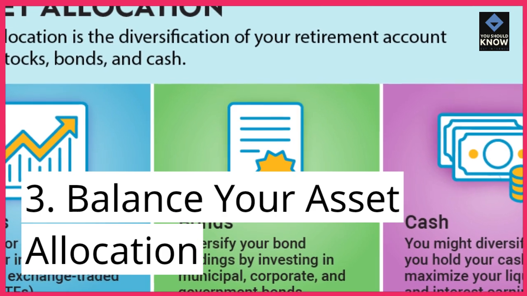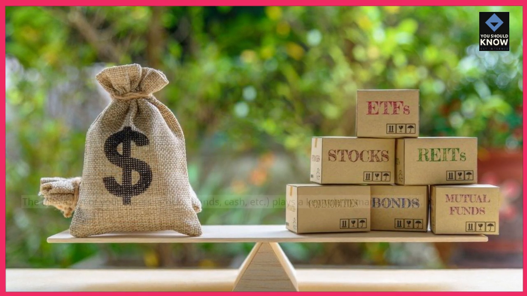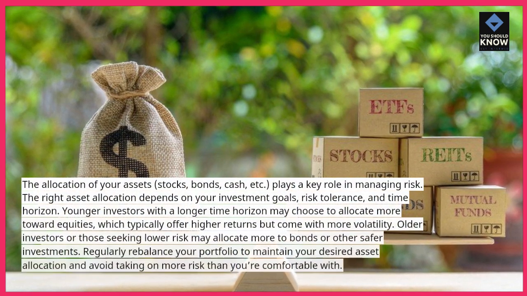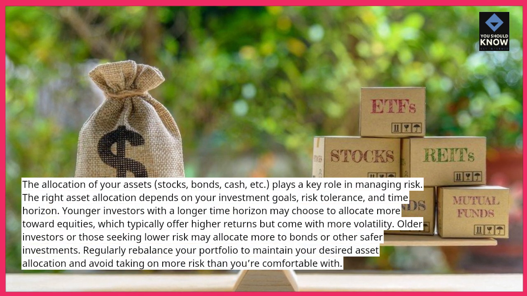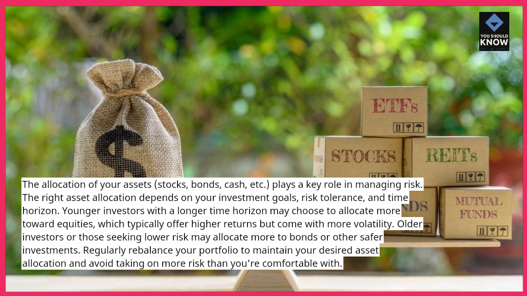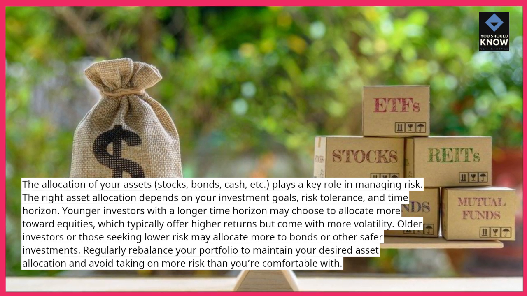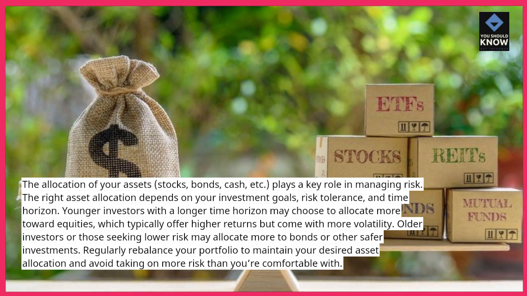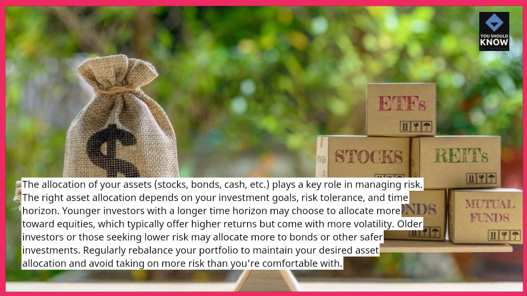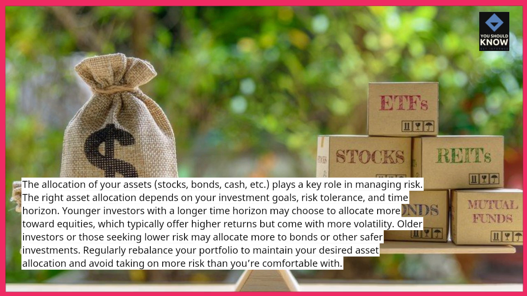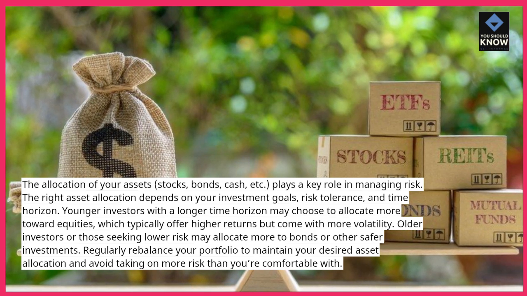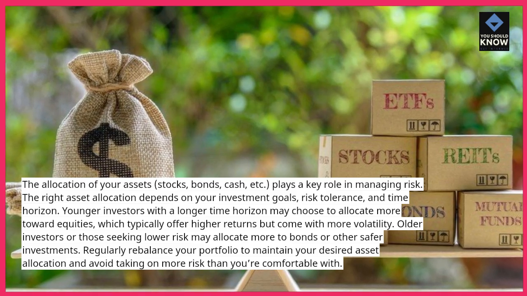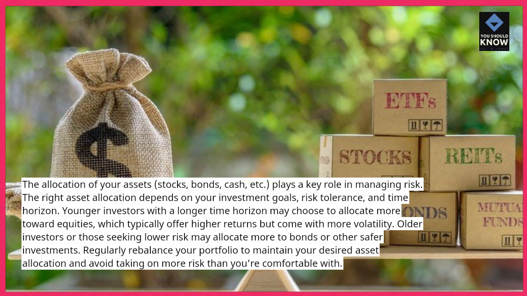3. Balance your asset allocation. The allocation of your assets, stocks, bonds, cash, etc., plays a key role in managing risk. The right asset allocation depends on your investment goals, risk tolerance, and time horizon. Younger investors with a longer time horizon may choose to allocate more toward equities, which typically offer higher returns but come with more volatility. Older investors or those seeking lower risk may allocate more to bonds or other safer investments. Regularly rebalance your portfolio to maintain your desired asset allocation and avoid taking on more risk than you're comfortable with.